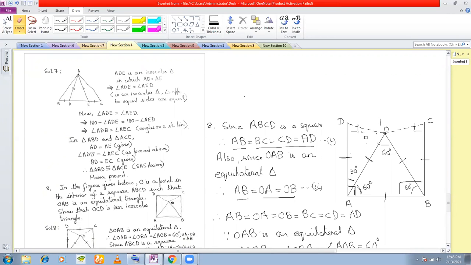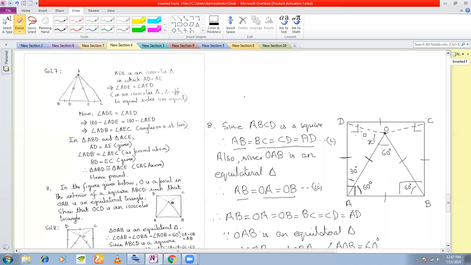Okay, so once we know that these two angles are equal, now in this triangle, the sum of the interior angles of the triangle is 180 degrees. So if this is 30 degrees, what must be this angle and this angle? If this angle is x, and this angle is x, x plus 30 must be equal to 180, right? And from there you can get the value of x. So you can do it that way.